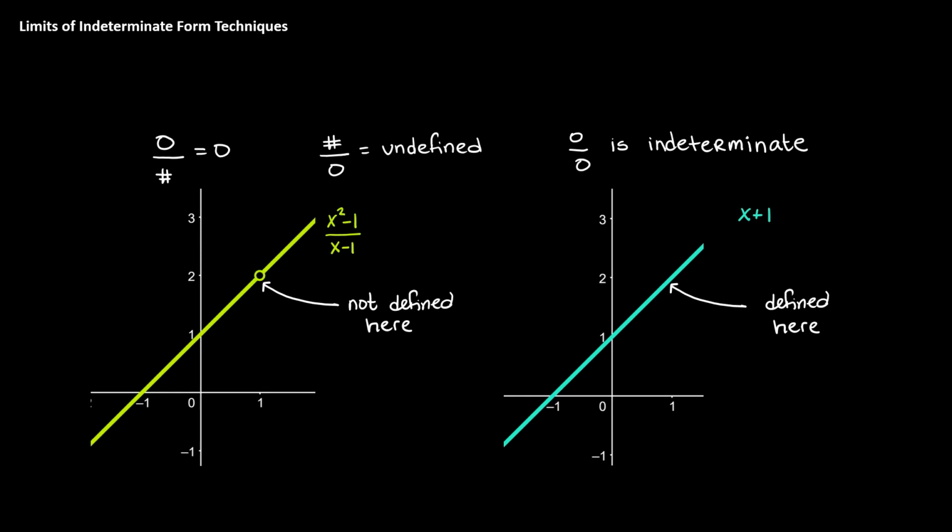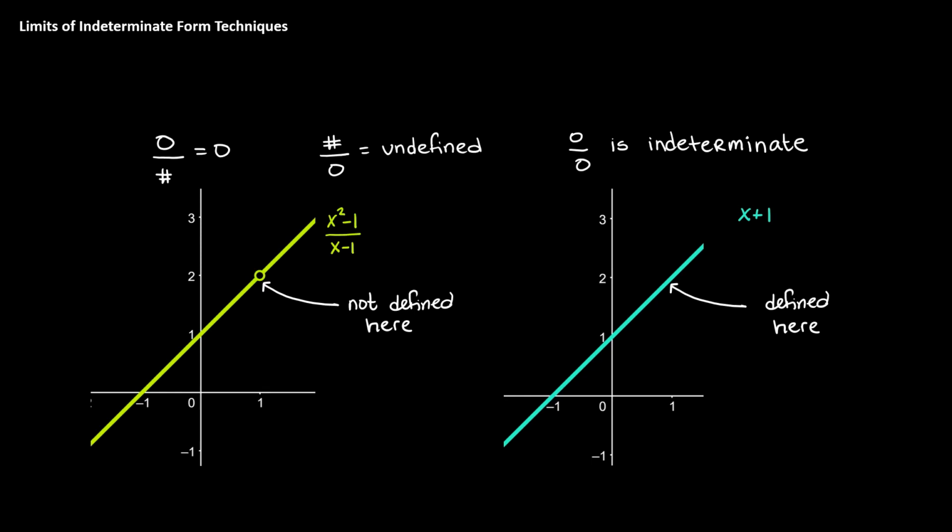On the screen, you see two graphs that are practically identical except at (1, 2). The graph on the left has a missing point. It's not defined at (1, 2). The graph on the right is defined at (1, 2). These functions are equal everywhere except at x equals 1, which is perfect because we can use the function which is defined to find the value of the limit for the function that is not defined. Let me show you how it works.